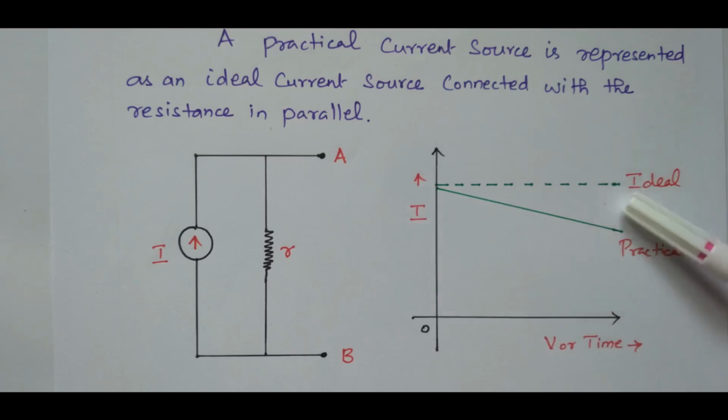So this is the difference between an ideal source and a practical source. Due to the internal resistance, there is a drop in the current value. So in this video, we discussed the sources. There are two types, voltage source and current source. Again, there are two types, practical and ideal. Both current and voltage sources we discussed. Thank you.